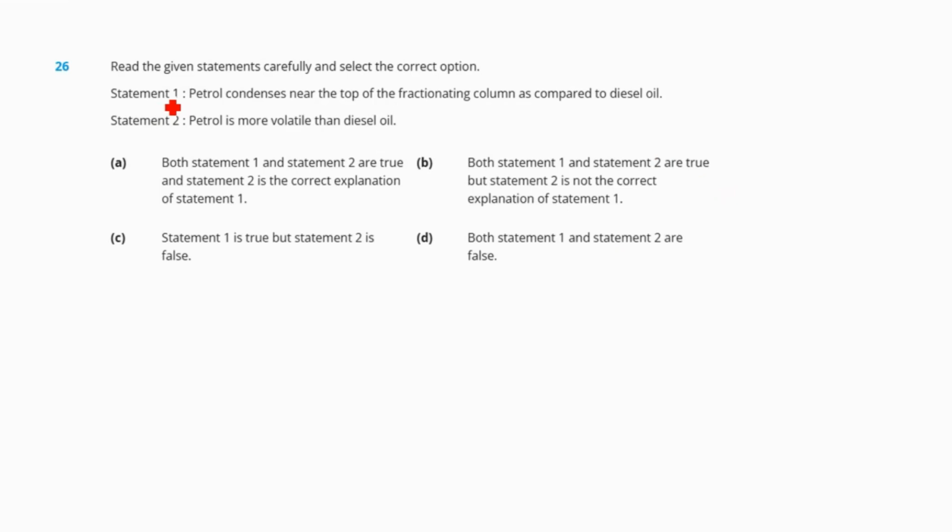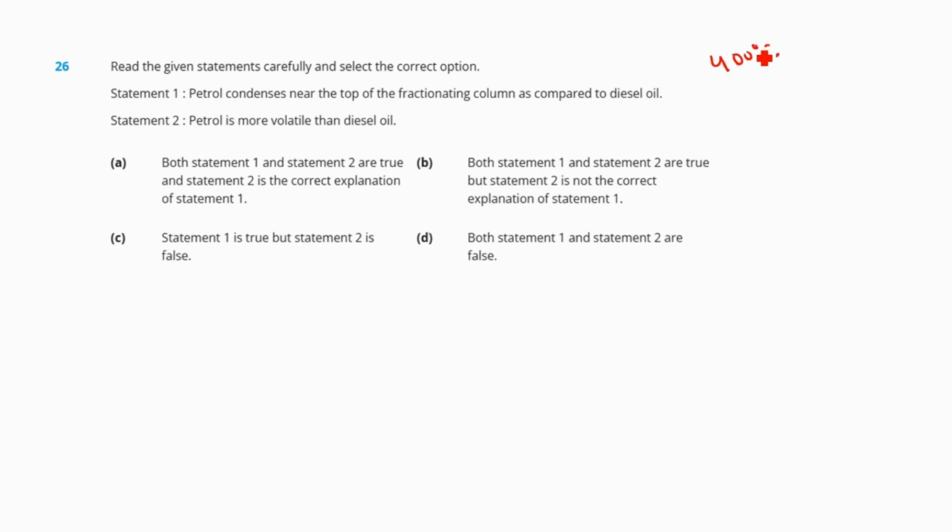Question number 26. Read the given statements carefully and select the correct option. The first statement says petrol condenses near the top of the fractionating column as compared to diesel oil, and statement 2 says petrol is more volatile than diesel oil. So we all know that the fractional distillation of the crude petrol is carried out in the fractionating tower. So during this process, what happens? The crude oil is heated to around 400 degrees centigrade.